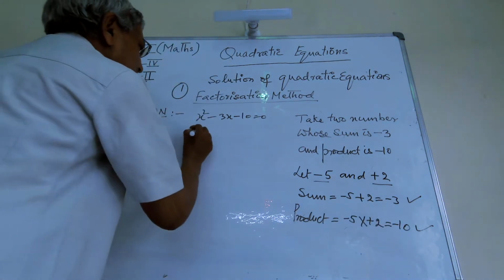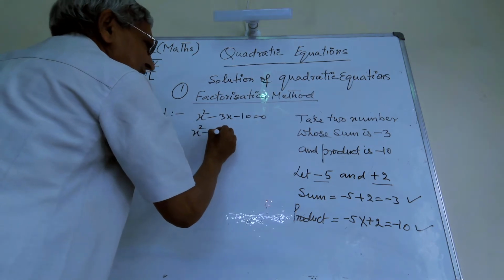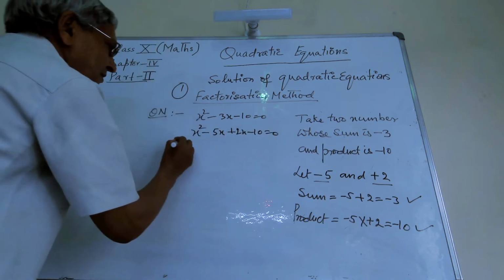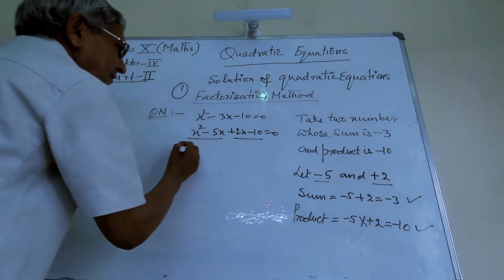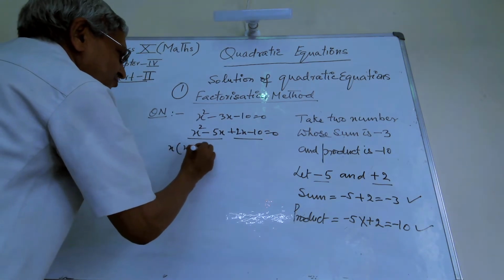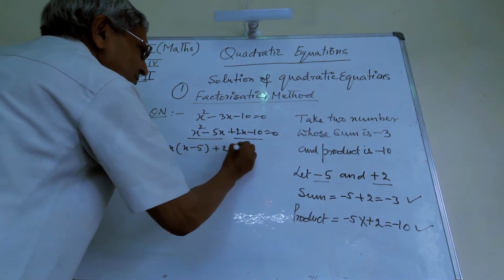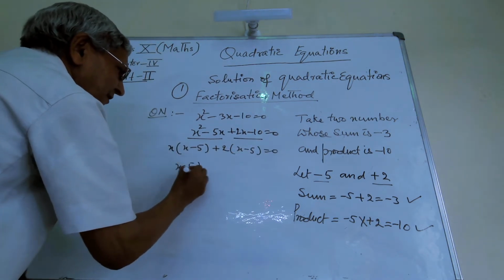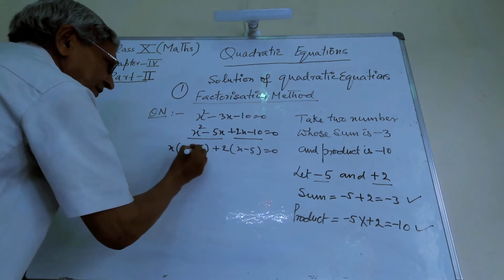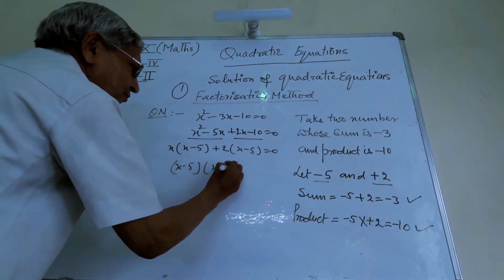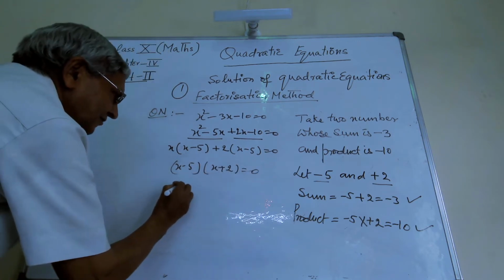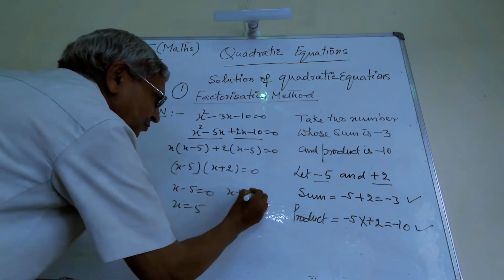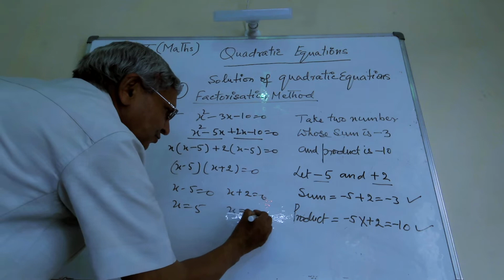So put these values in this equation: x square minus 5x plus 2x minus 10 is equal to 0. x is common, so x into (x minus 5), plus 2 common, (x minus 5) is equal to 0. Take out the bracket x minus 5: (x minus 5)(x plus 2) is equal to 0. Now x minus 5 is equal to 0, so x is equal to 5. x plus 2 is equal to 0, so x is equal to minus 2.